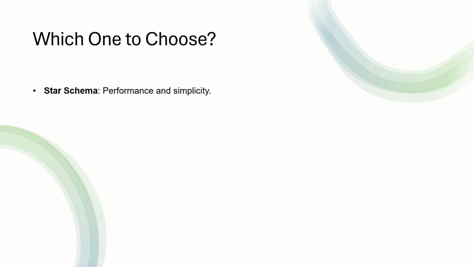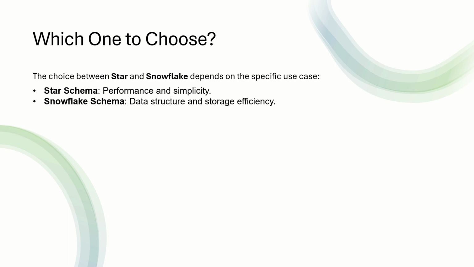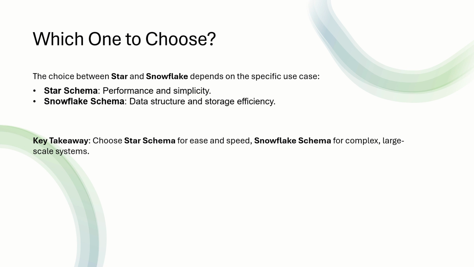So which one to use? The choice between star and snowflake depends on the specific use case. Star schema is for performance and simplicity, and snowflake schema is for data structure and storage efficiency. And the key takeaways: if you want the development to be easy and the performance to be fast, use star schema. And if you have complex and very large scale systems, use snowflake schema. That is the main difference between star and snowflake.